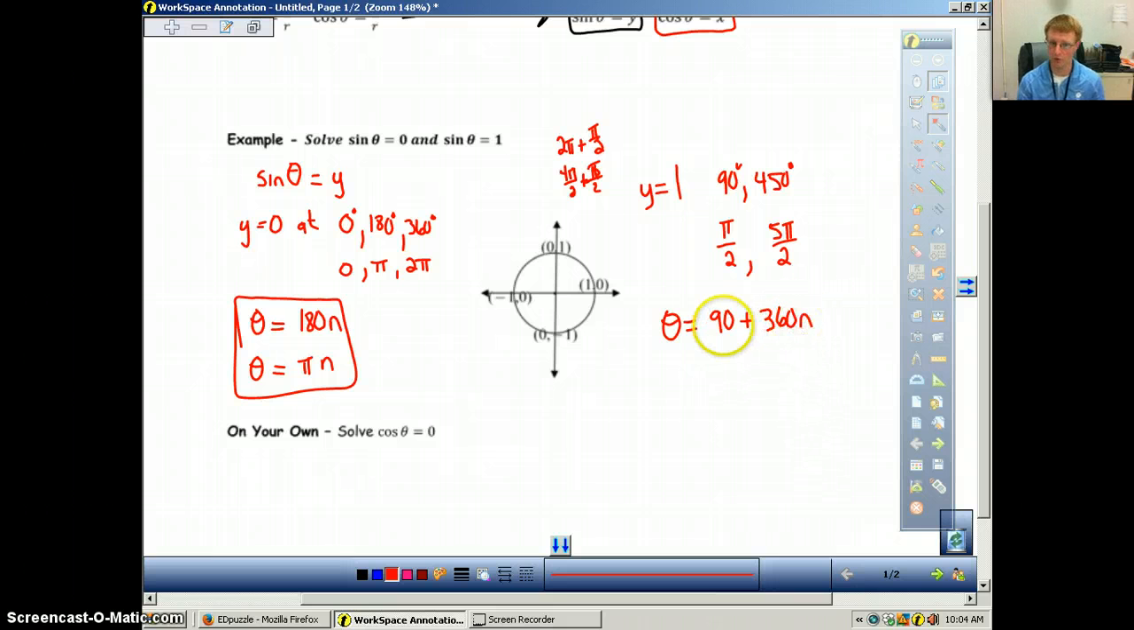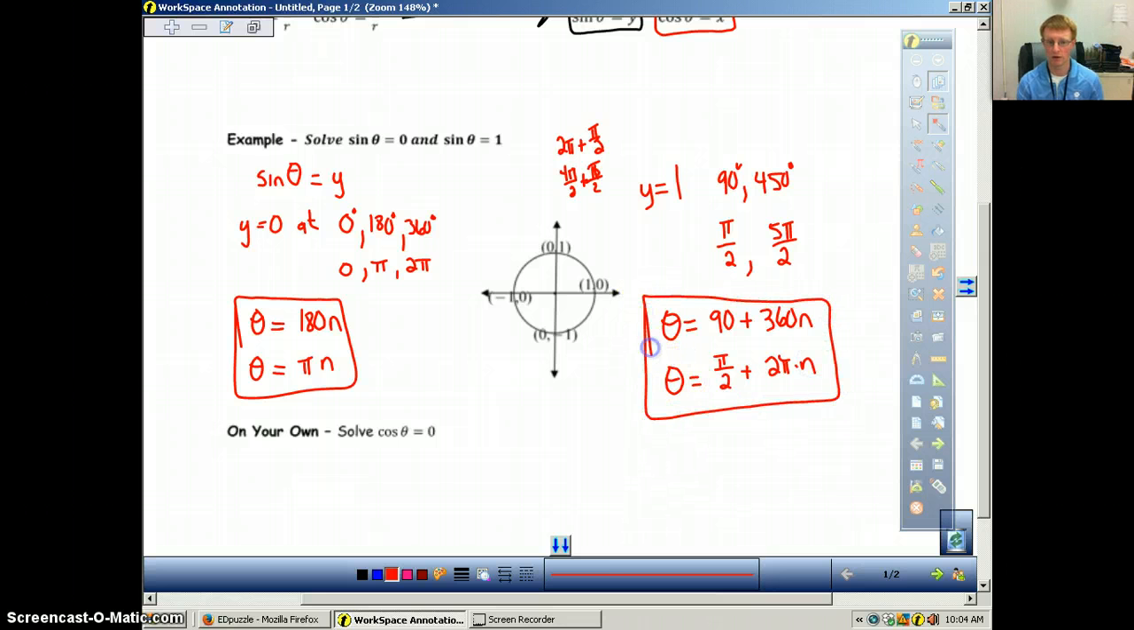Again, if n was 0, then we get 90. If n is 1, then we get 450. So it works out the same way. And then our radian equation will be exactly the same. Our first value is pi halves, plus 2 pi times n. So these are our equations for this one. And I know that can be a little bit difficult to understand, but basically what you're looking for is, where are you starting? Where's the first value where our y value is equal to 1, or x value is equal to 1 or 0, whatever they're asking. And then from there, how often will it get back to that point?